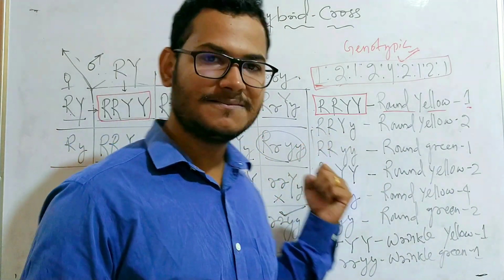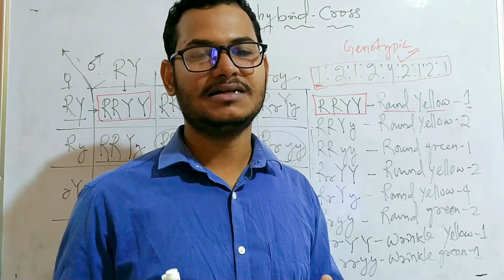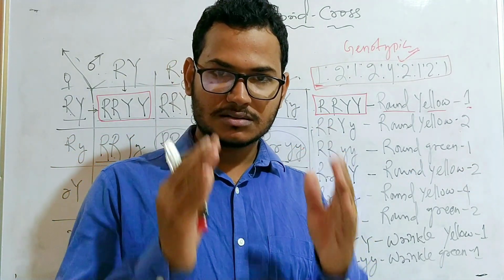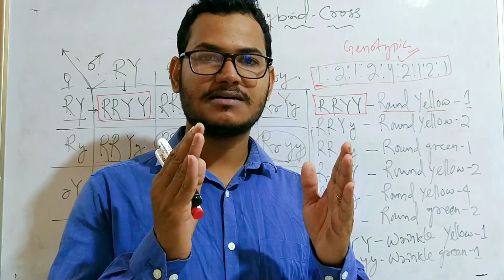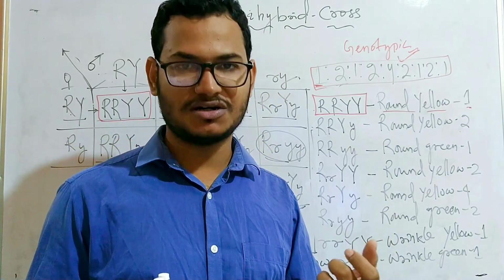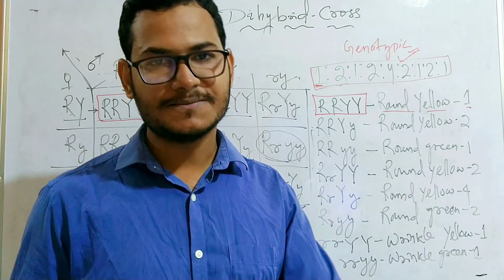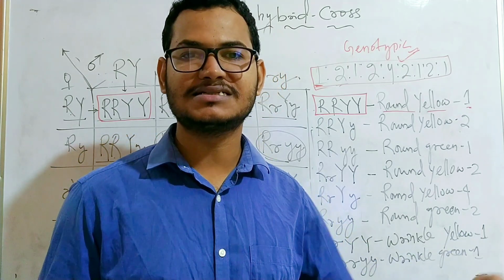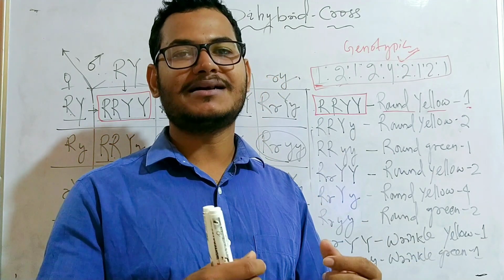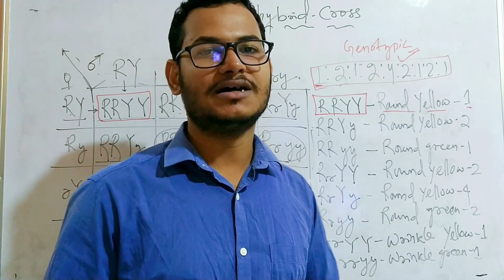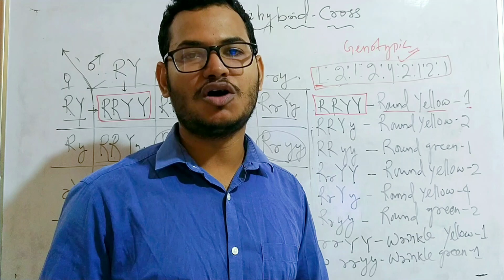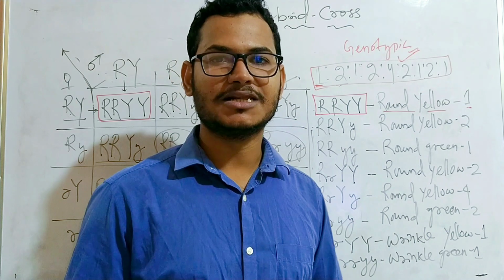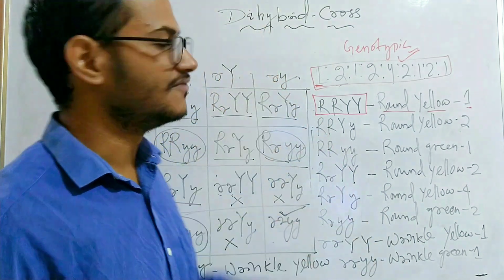So round or wrinkle shape of the seed has no relation with the yellow or green color of the seed. The shape of the seed depends on the two alleles, capital R or small r, which migrate to the next generation independent of the character of color of the seed, that is capital Y or small y. So they separate and independently transfer to their offspring. So this is the law of independent assortment. There is no correlation between the two characters taken by Gregor Johann Mendel in the dihybrid cross.